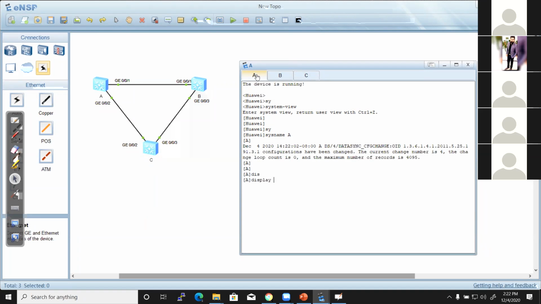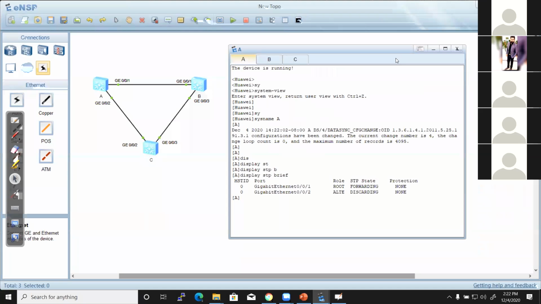In switch A, I have to give this command, display stp brief, and you guys can see port number 1 of switch A is acting with the role of root port. And port number 2 is in the block state, in the alternate state. Alternate means in the block state.